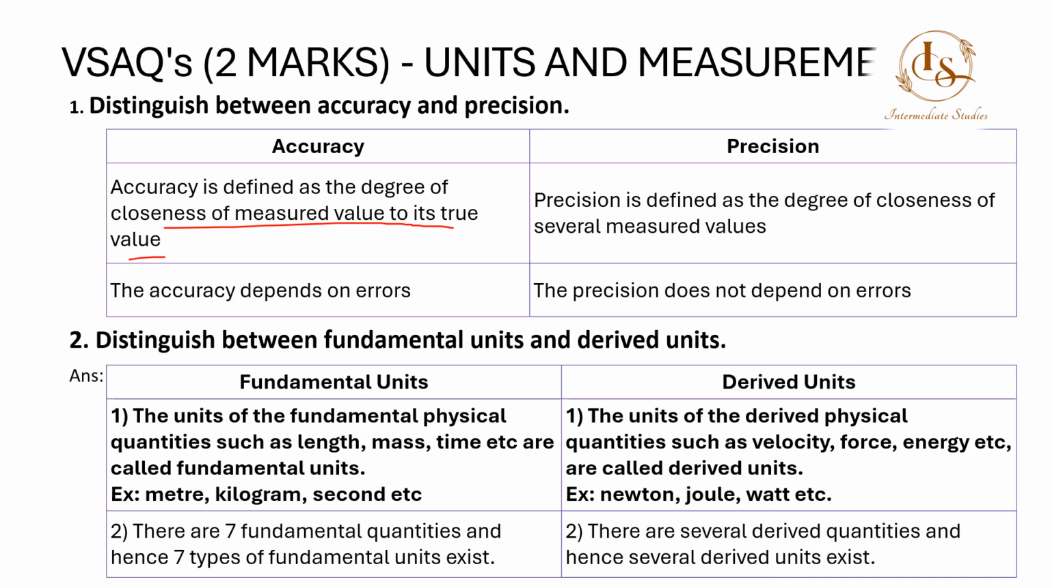Precision is defined as the degree of closeness of the several measured values, and accuracy depends on errors, whereas precision does not depend on errors. And the next question, distinguish between fundamental units and derived units.